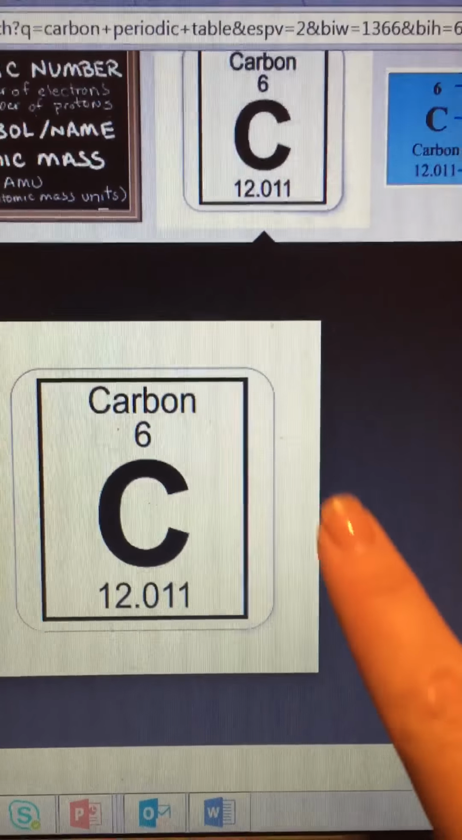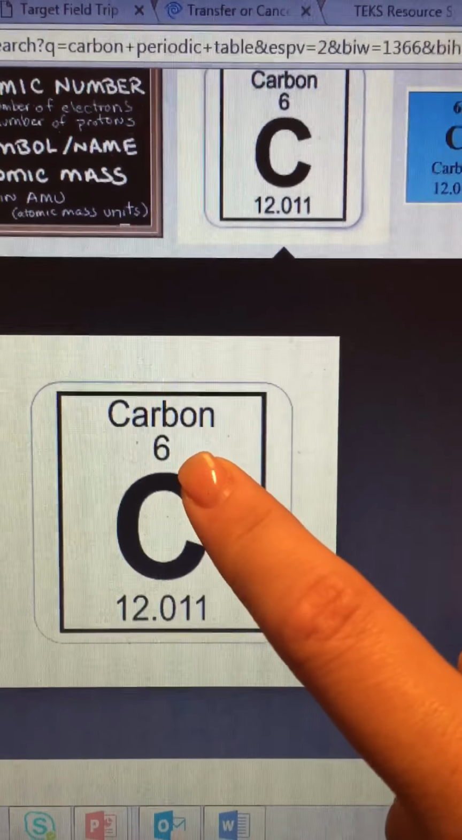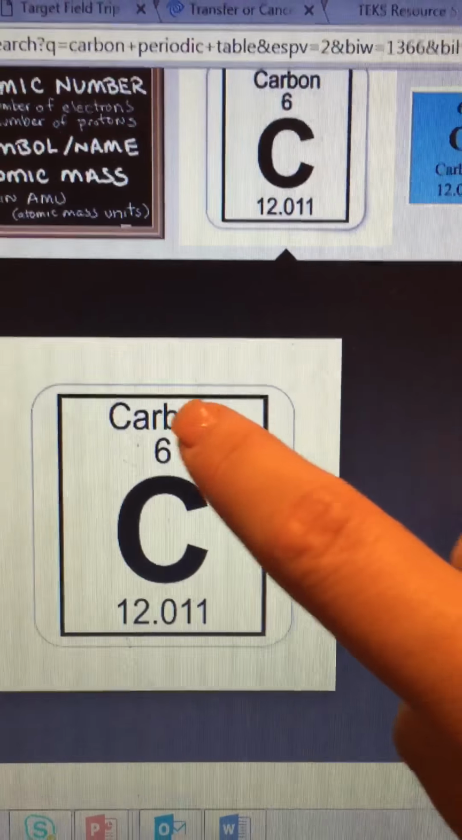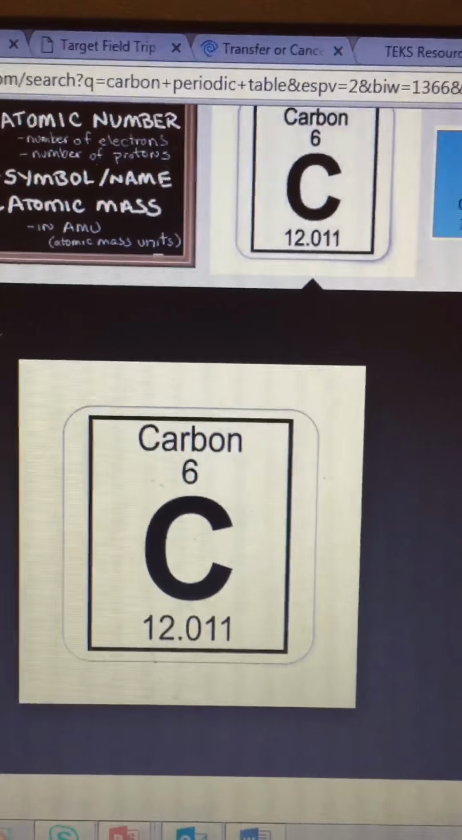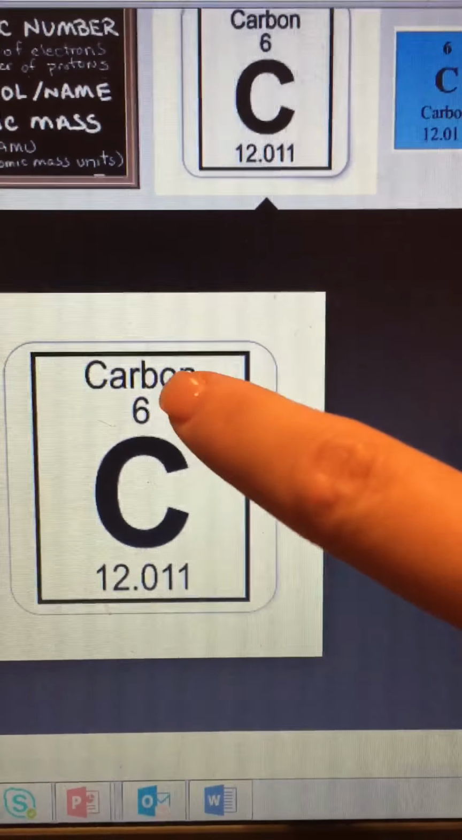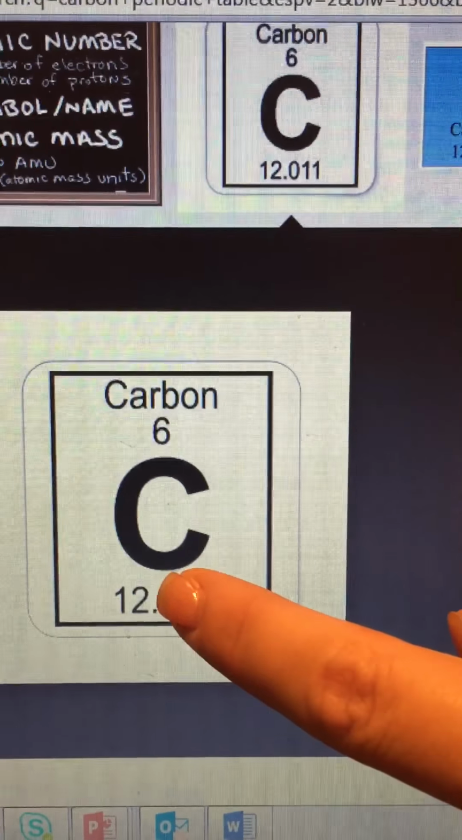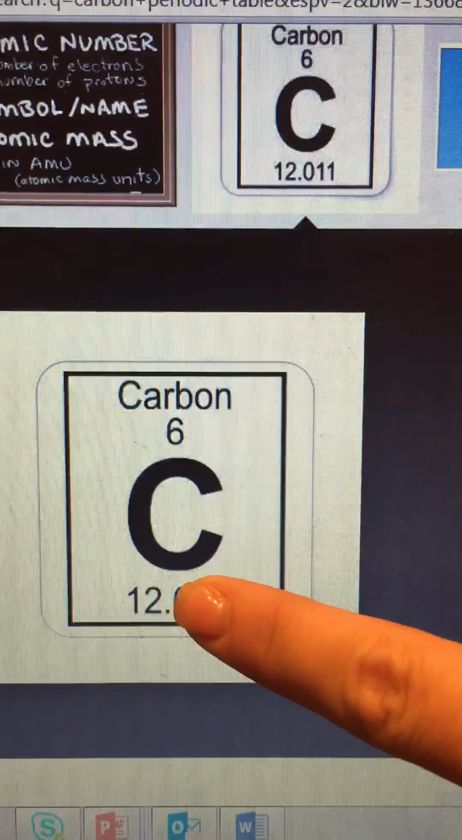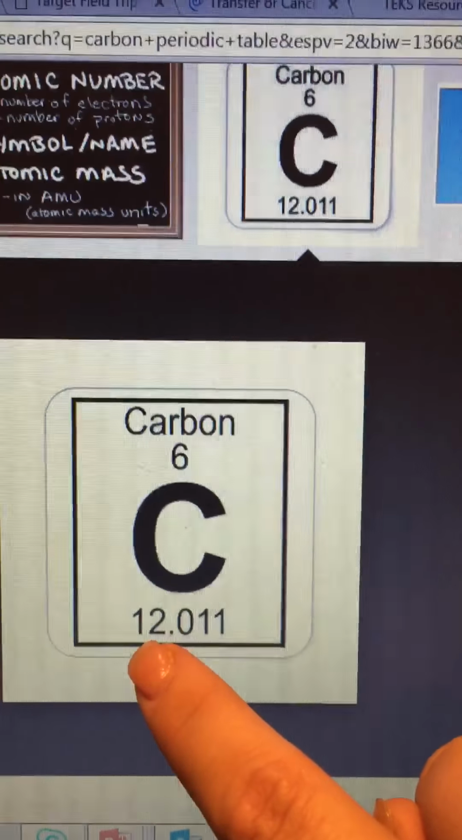So if I ask you to draw a Bohr model and I just give you mass and the atomic number, remember that we can subtract the number of protons from the mass and get the neutrons. Okay, so again, this is the atomic number, the number of protons. This is the atomic mass, or AMU, the atomic mass unit, and it is 12. This is the protons and the neutrons combined.